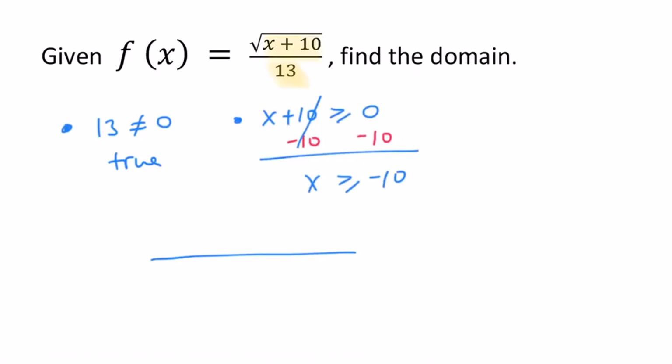So here there's only one condition. X needs to be greater than or equal to negative 10. So we have negative 10. X needs to be greater than, so the arrow is heading toward the right. There's an equal sign, so this is a bracket. So here the domain is bracket negative 10 to infinity, parenthesis.